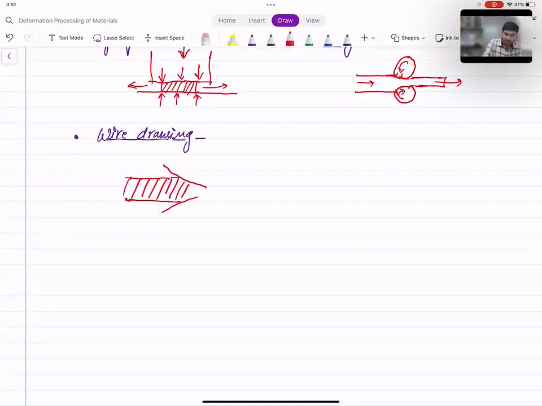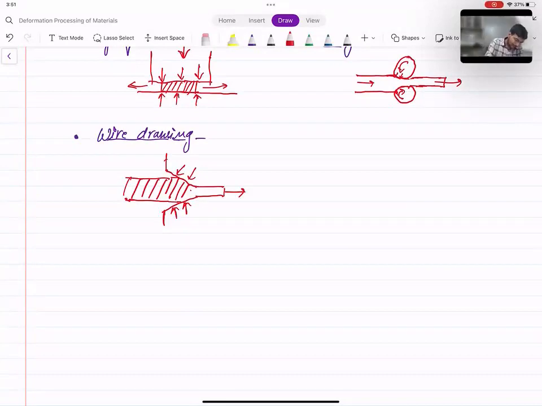This is fed here, and here compressive stresses act, which lead to the reduction in cross section of these. And on the other side, this is pulled with tension.